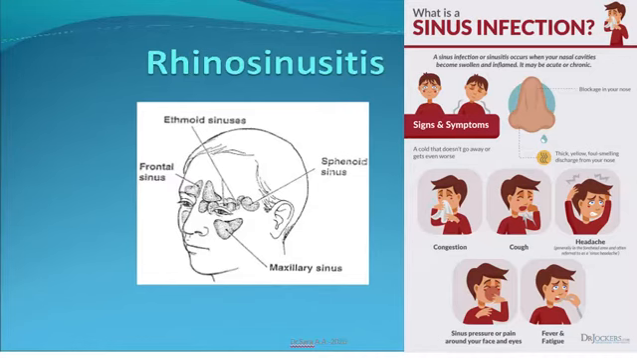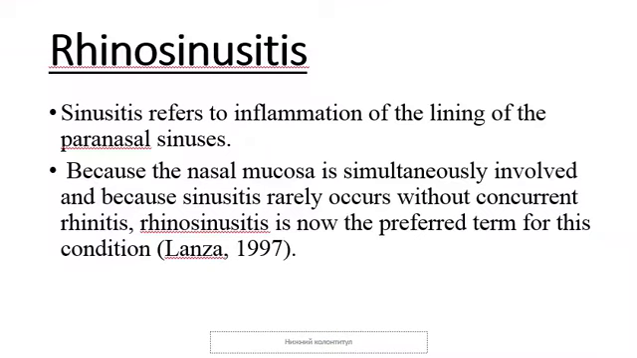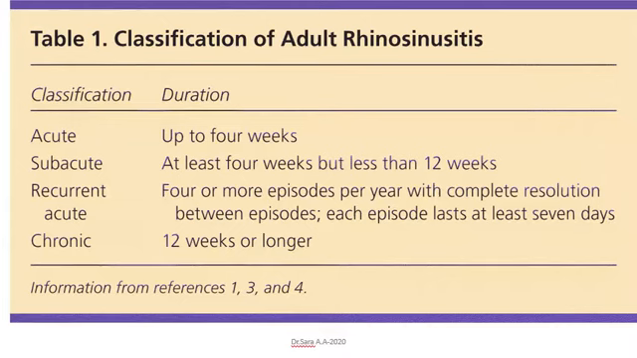What is a sinus infection? In that slide, we can see some sinuses. We know sinusitis refers to inflammation of the lining of the paranasal sinuses. Because the nasal mucosa is simultaneously involved, and because sinusitis rarely occurs without concurrent rhinitis, that's why we call this rhinosinusitis, which is now the preferred term for this condition.